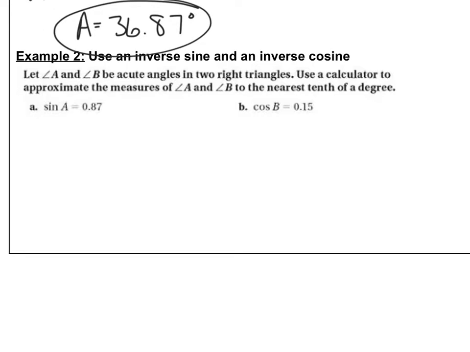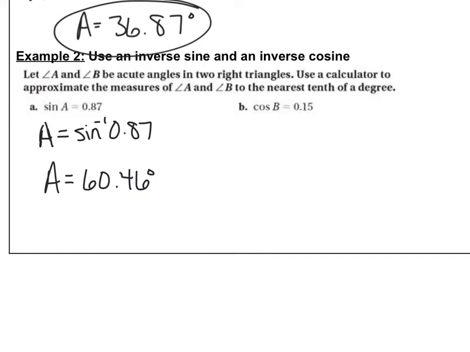This time, we're not going to make you set up the ratios. We're just going to give you sine of A equals 0.87 and cosine of B equals 0.15. All we are going to do is take the inverse of both of those. So A is equal to the inverse sine to the negative 1 power of 0.87. In your calculator, second sine 0.87, hit enter. You'll find that that's 60.46 degrees.